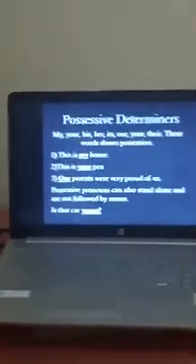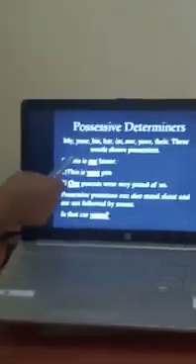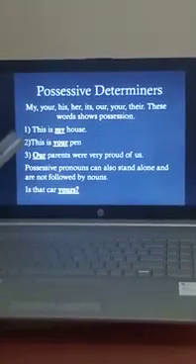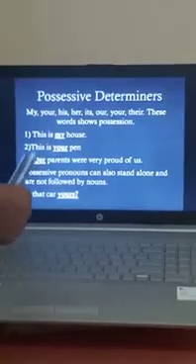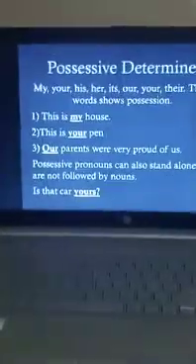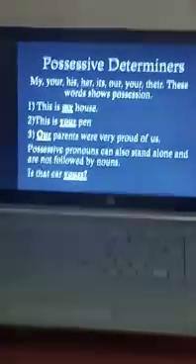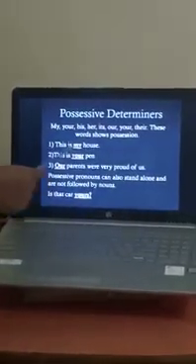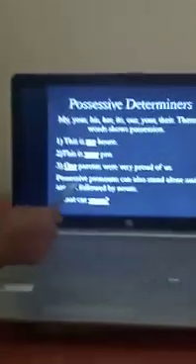Okay. Now let us see possessive determiners. See, possessive pronouns you know, you should remember always. Okay? My, your, his, her, our, your, etc. All these are possessive determiners. Example, this is my house. See, whose house is this? This is my house. So, possessive determiner. This is your pen. Okay, your is possessive. Our parents were very proud of us. Okay, our is the possessive determiner.